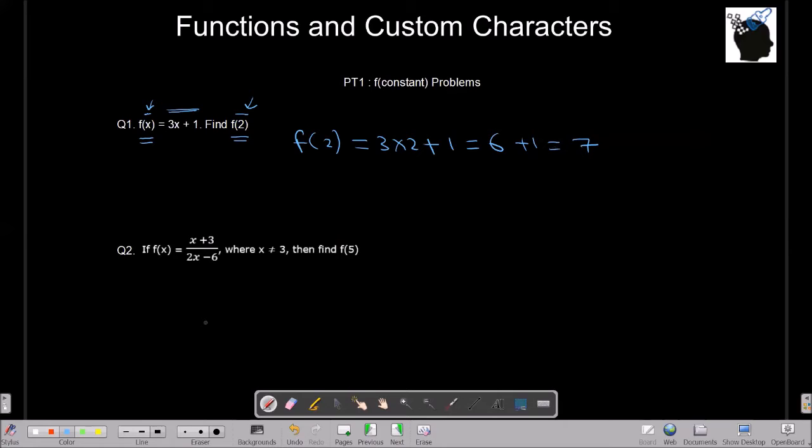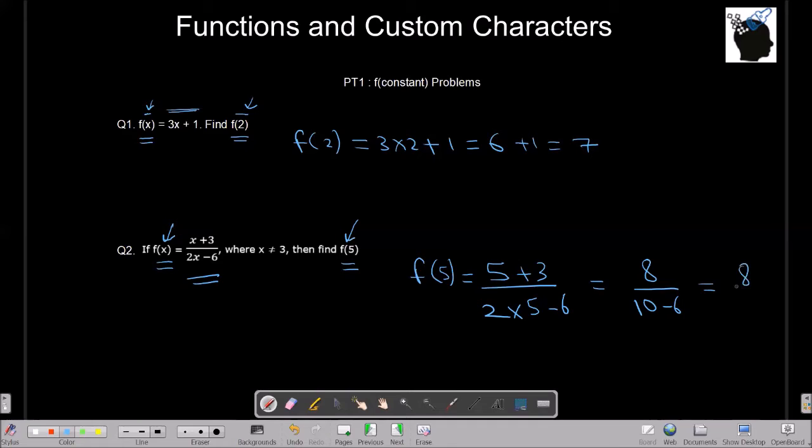Let's try the next one. So if f of x is equal to (x plus 3) divided by (2x minus 6), where x is not equal to 3, then find the value of f of 5. Again, we'll see what is inside the bracket. Here I have x inside the bracket and I have to replace that with 5. So wherever I have x on the right hand side here, I will replace it with 5 to have f of 5 as (5 plus 3) divided by (2 into 5 minus 6), which is nothing but 8 divided by (10 minus 6), or 8 by 4, or 2.